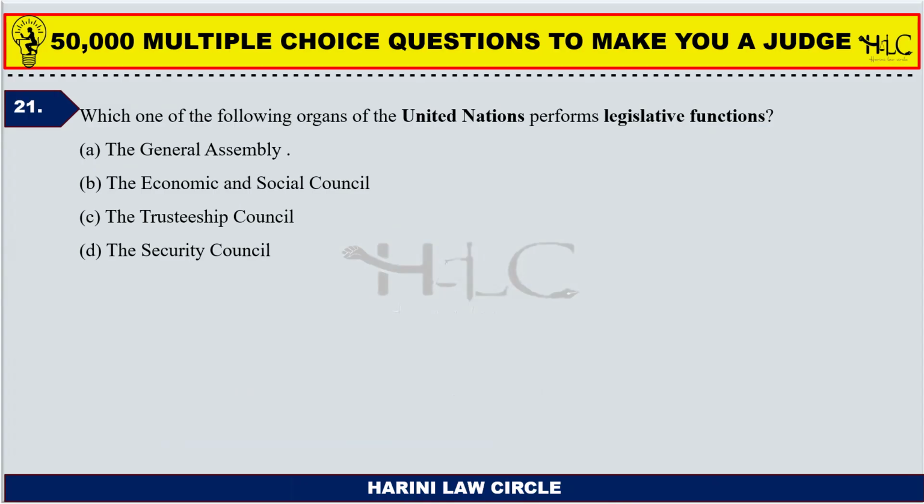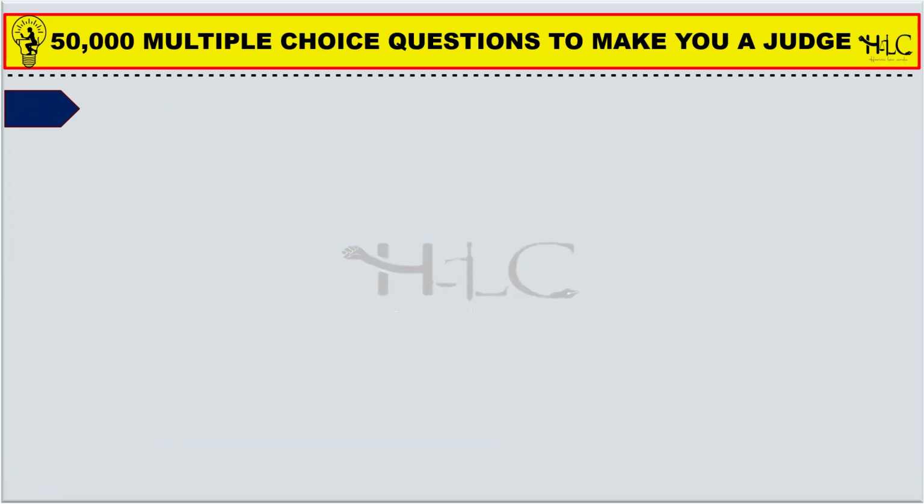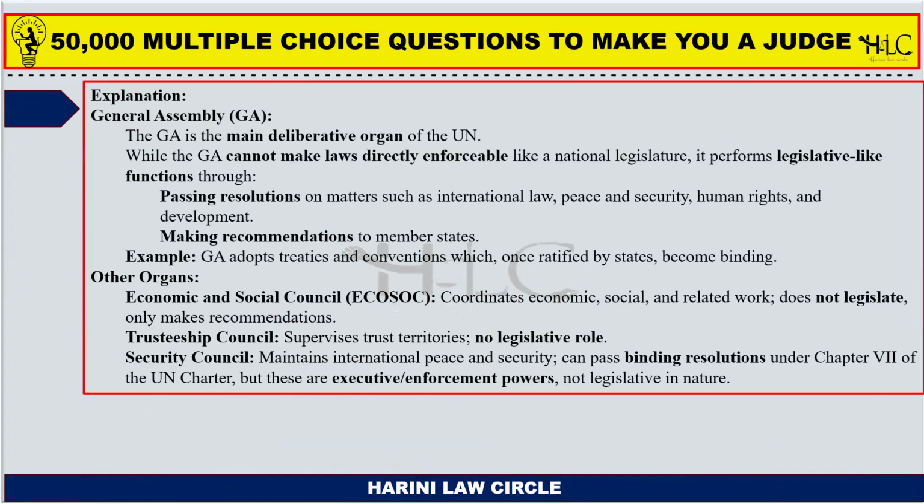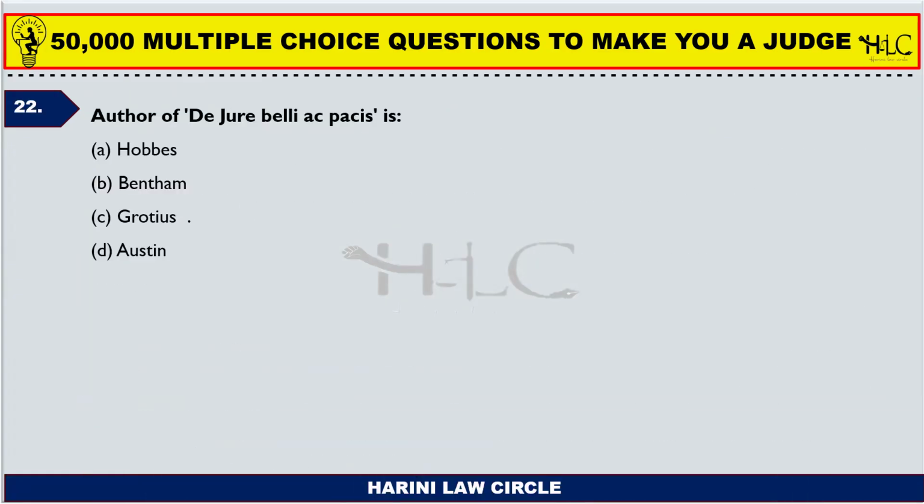Question number 21. Which one of the following organs of the United Nations performs legislative functions? So this is a general studies question. So the General Assembly organ of the United Nations performs its legislative functions. Moving ahead. 22. Author of De Jure Belli Ac Pacis.